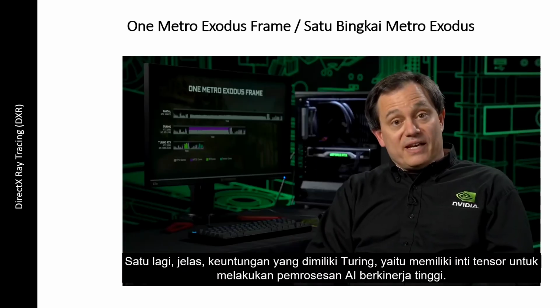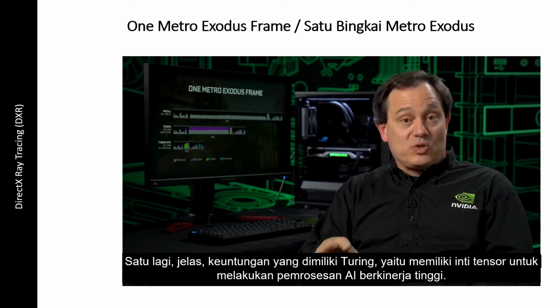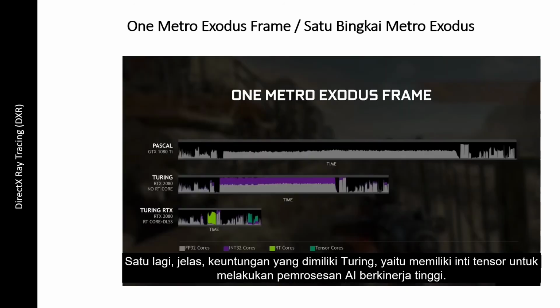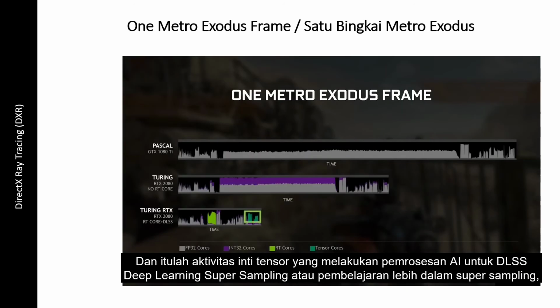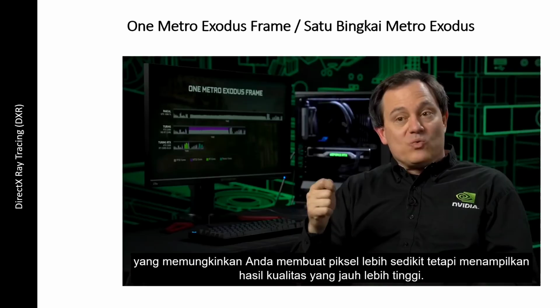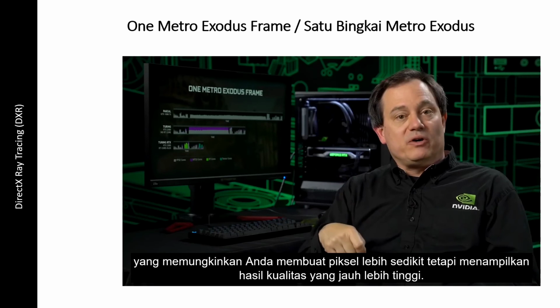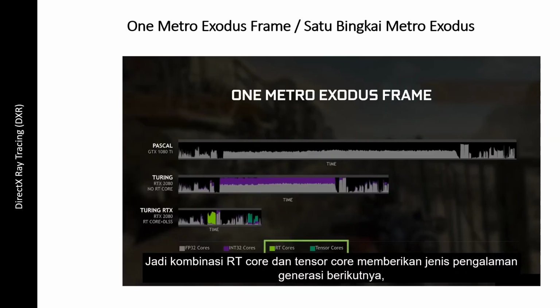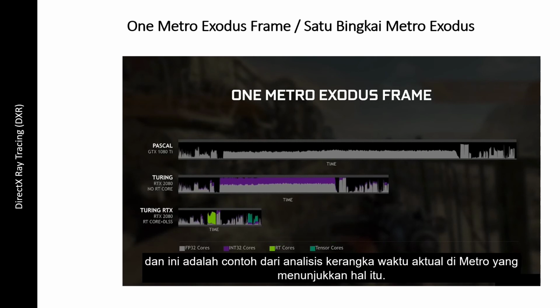One other obvious advantage that Turing has is it has tensor cores for doing high performance AI processing. And so that's tensor core activity doing AI processing for DLSS, or deep learning supersampling, which allows you to render fewer pixels but display a much higher quality result. So the combination of RT cores and tensor cores delivers kind of that next generation experience, and this is an example of the actual frame time analysis in Metro that shows that.